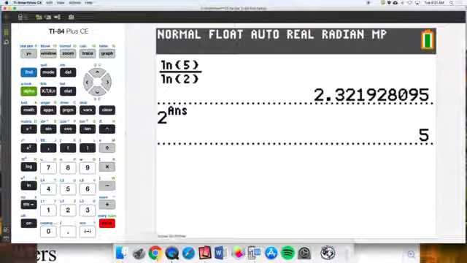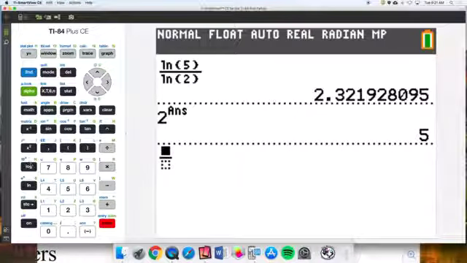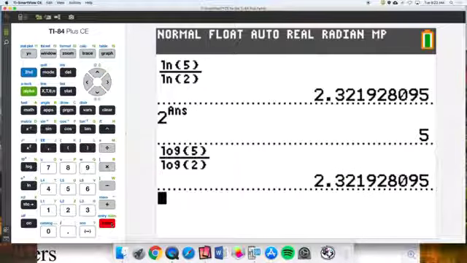All right. Now, does it work with log base 10? I don't know. Let's see. Alpha y equals. We got log of 5 divided by log of 2. Let's see if we get the same answer. Hey, we get the same answer.